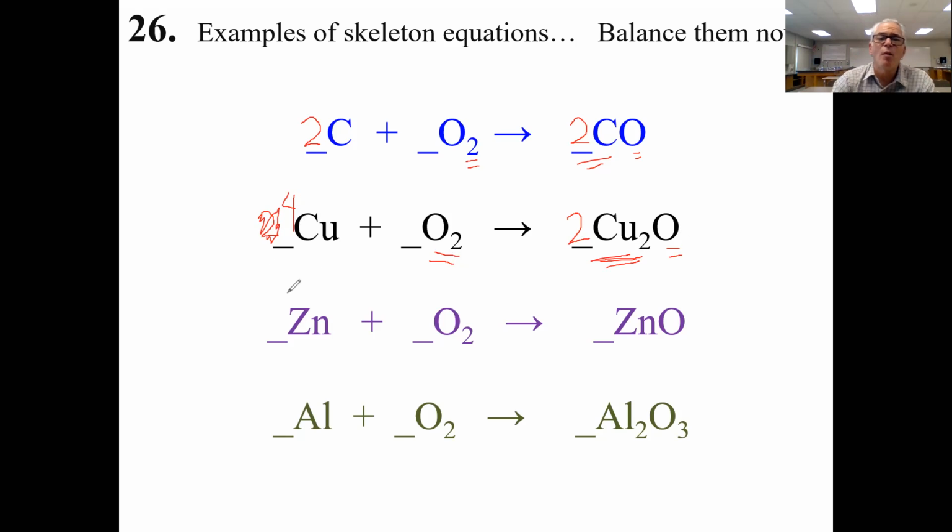All right, next one up, the purple one, zinc. Zinc and oxygen makes zinc oxide. 1 zinc, 1 zinc. So far, so good. 2 oxygens, 1 oxygen. In order to get 2 oxygens, I'm going to have to double this up. 1 zinc, 2 zincs. That's no good. I have to put a 2 here. Now I got to start all over again.